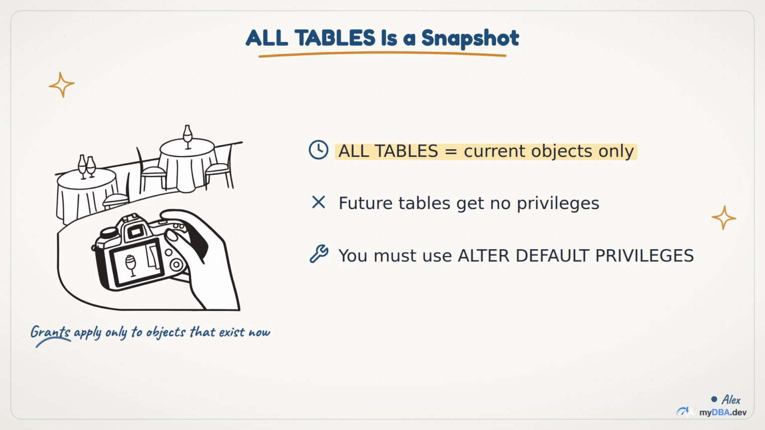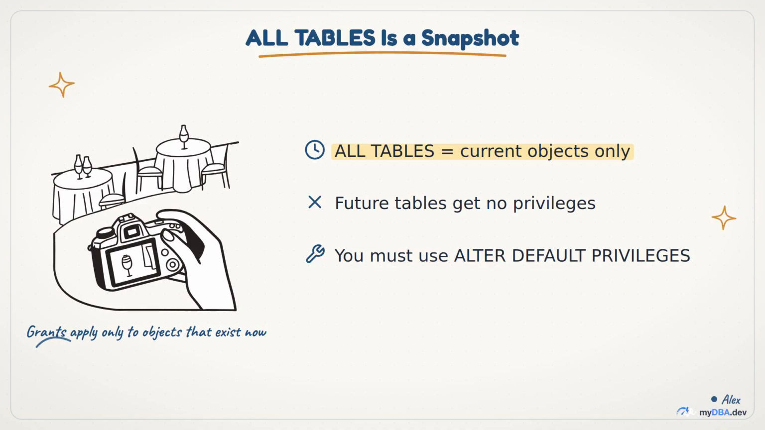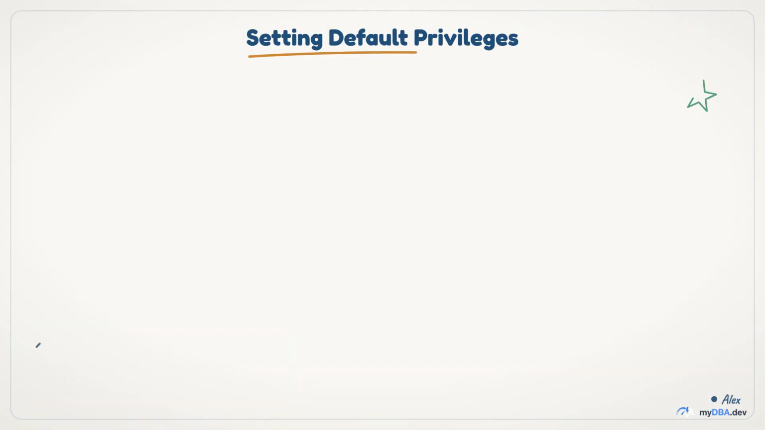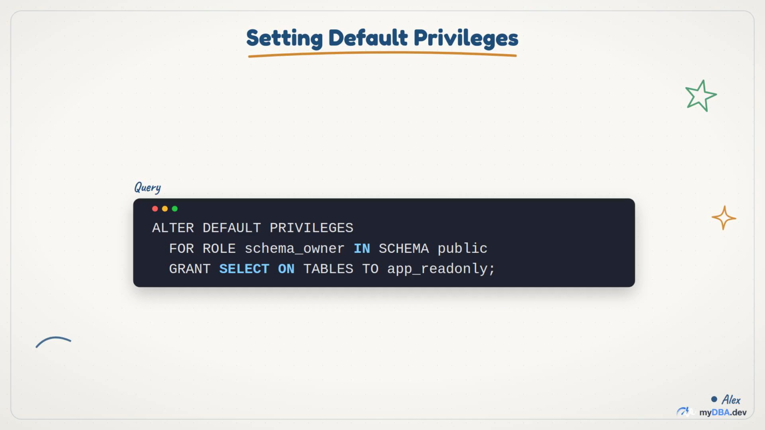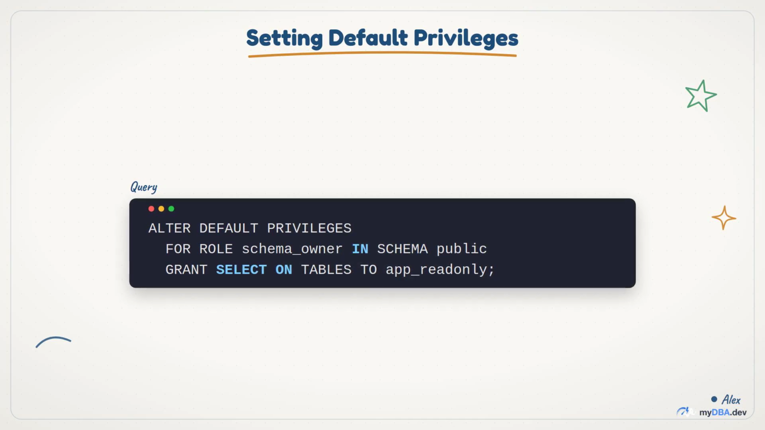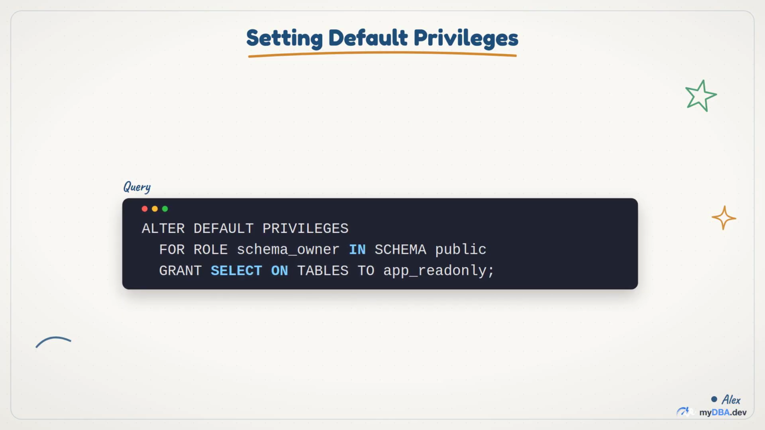You use ALTER DEFAULT PRIVILEGES. That sets a policy. Any table created in the future by a specific role will automatically get these grants. This says, for any table created by schema_owner in the public schema going forward, automatically grant select to app_readonly. Notice the FOR ROLE clause. Default privileges are scoped to the creating role.